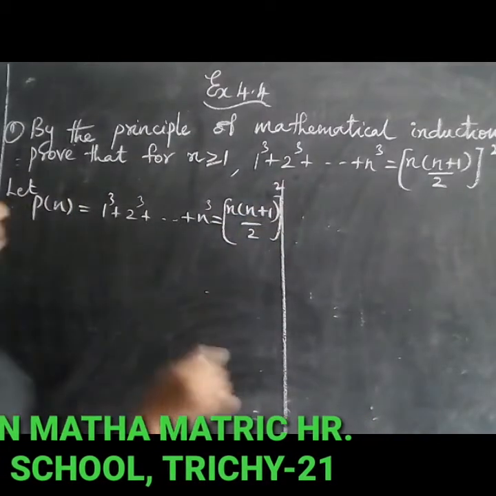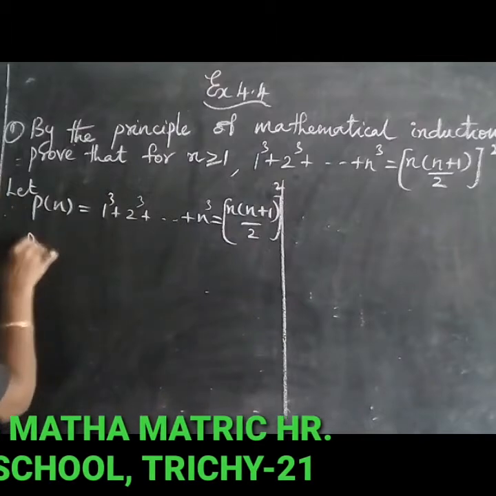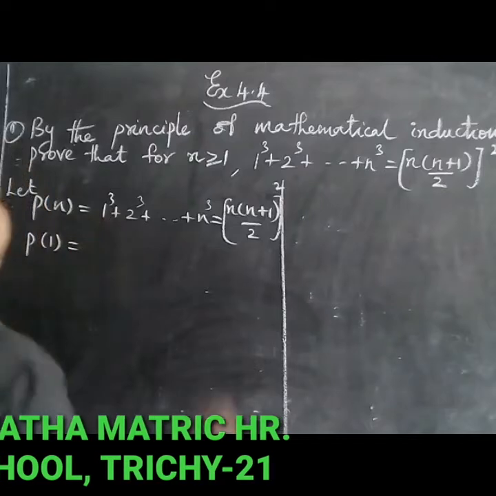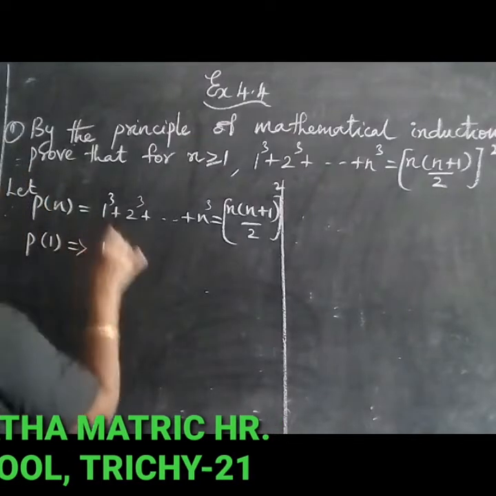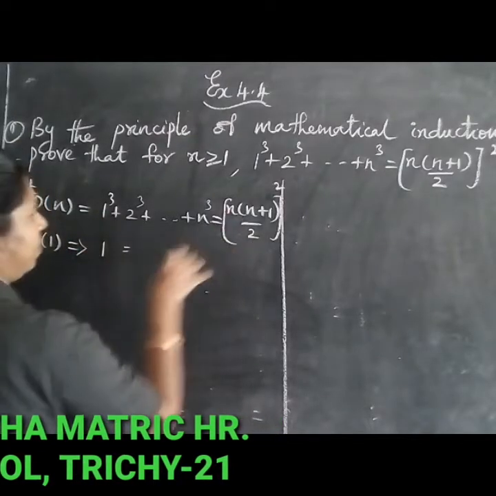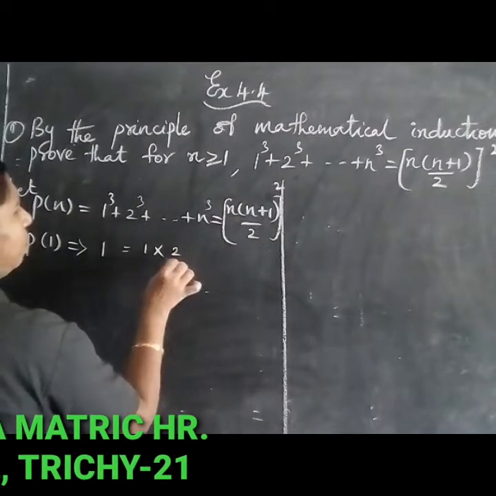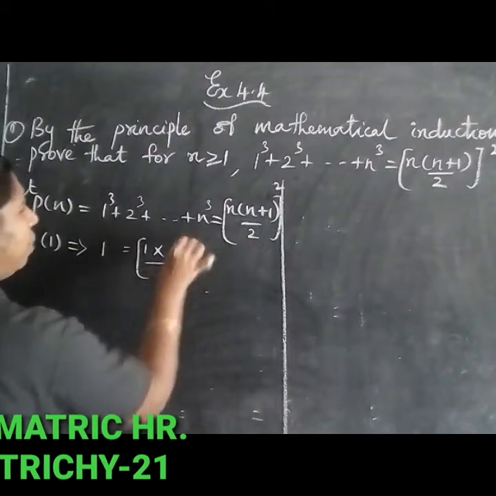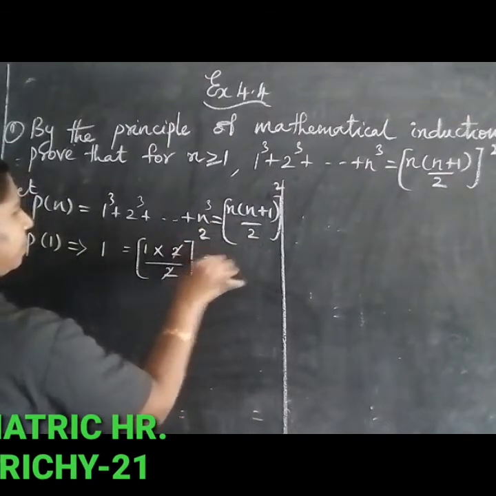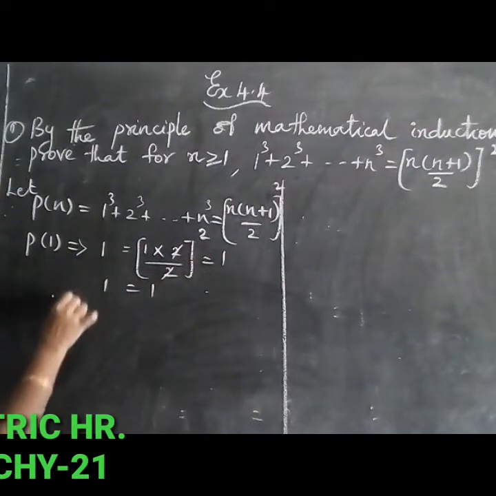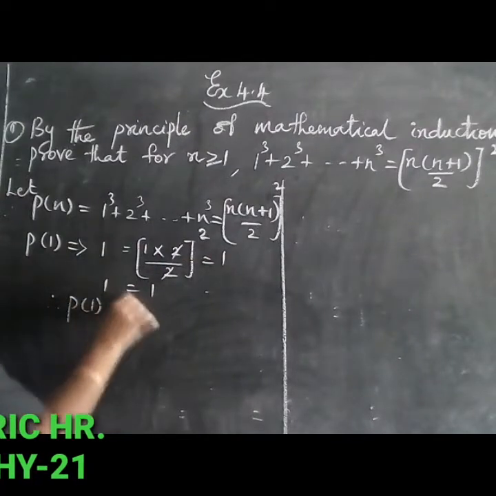Now we have to find out P(1). P(1) means left side we are getting 1 only, which is equal to [1(1+1)/2] the whole square. 1 is equal to 1. Therefore, we can write P(1) is true.